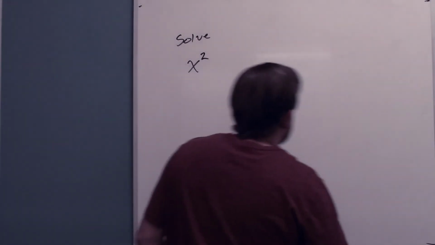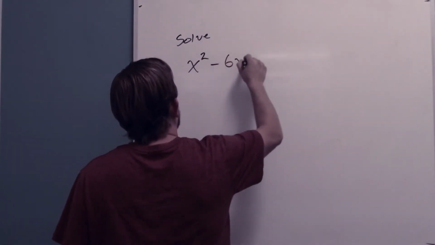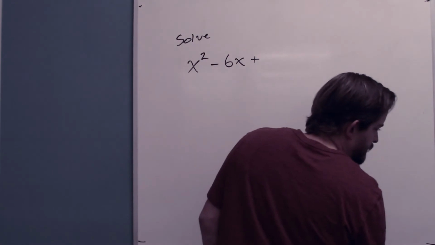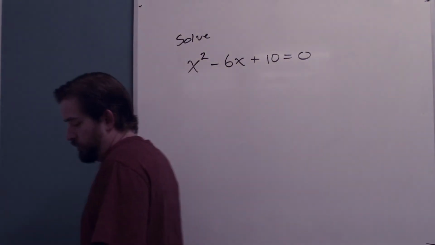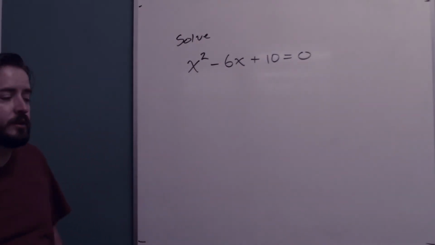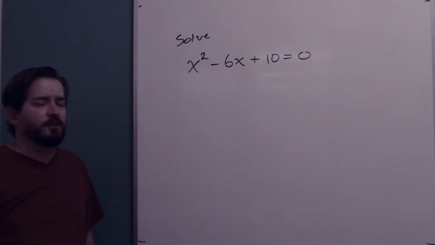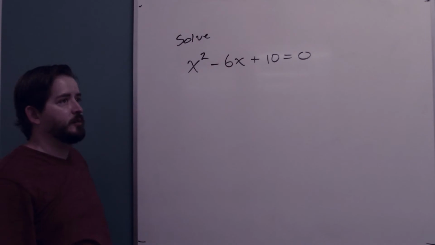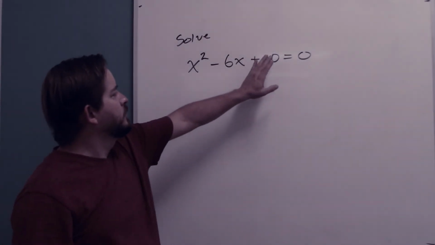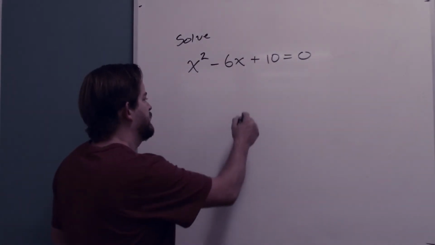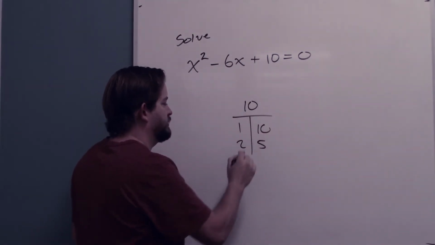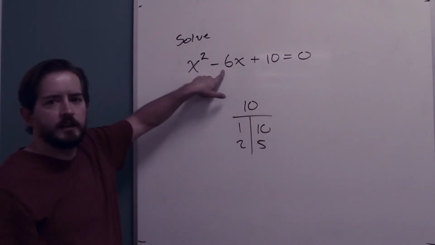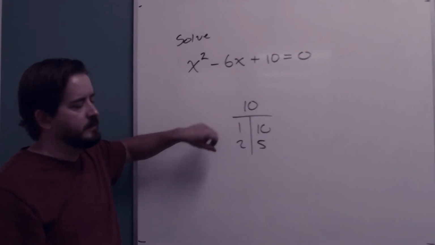x squared minus 6x plus 10 equals 0. You can use the quadratic formula, you can complete the square, you can try to factor. Factoring is not great here because it's not going to work, right? We're looking for factors of 10, 1 and 10, 2 and 5, that's your options. And you're never going to get a negative 6 out of these guys, right?